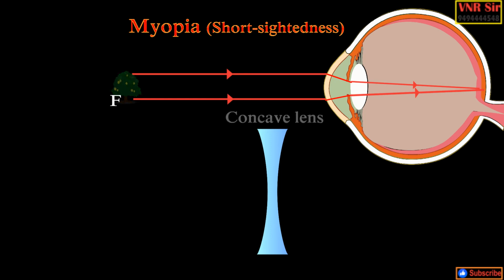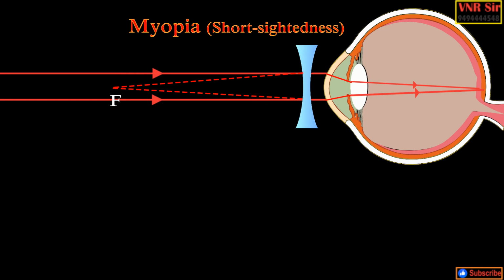When a concave lens is placed, the distant object forms its image at the far point of the person. Let us say it is F. This image acts as the object for the eye lens of the myopic eye, and it forms on the retina, so that myopia can be corrected by using a suitable concave lens. Now, what could be the focal length of this concave lens? This can be calculated very easily.